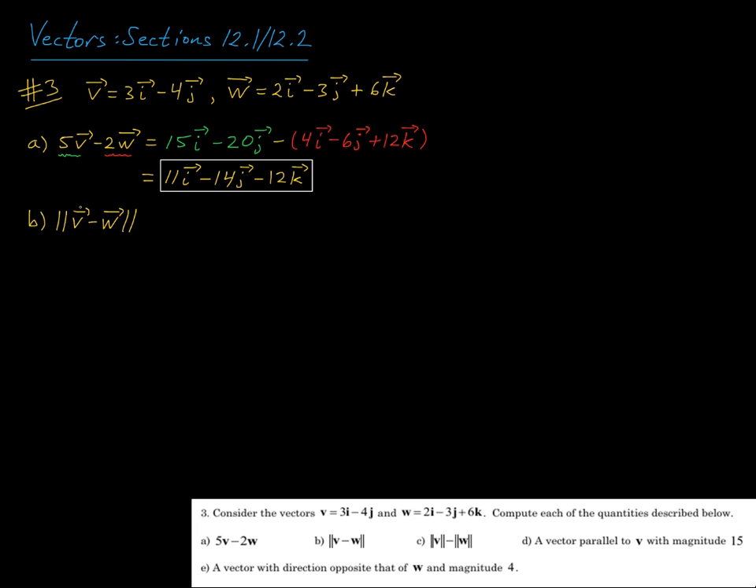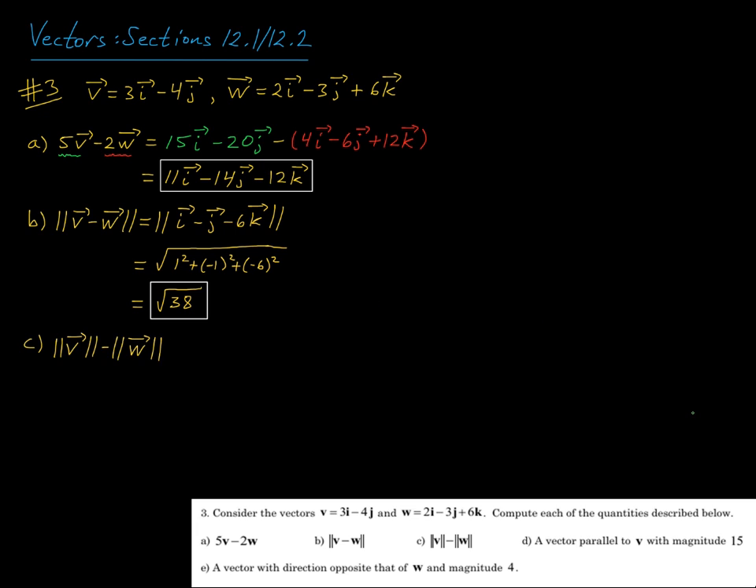So for part B, we're looking at the magnitude of the difference, v minus w. So first off, what is v minus w? Well, 3i minus 2i is 1i, minus 4j minus a negative 3j. So that's minus 4 plus 3, which is negative 1j. And then for the k component, I'm just going to get a minus 6k. So now I want to take the magnitude of this vector. So that's the root of the sum of the squares of the components here. So 1 squared plus negative 1 squared plus negative 6 squared. Okay, that's 38. So our answer there is the square root of 38.